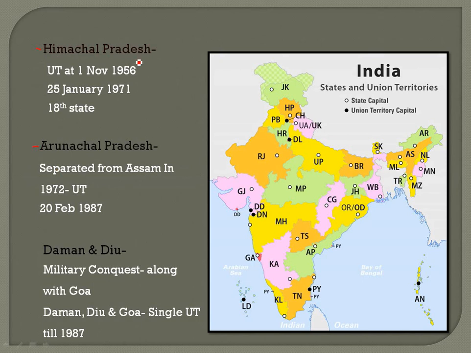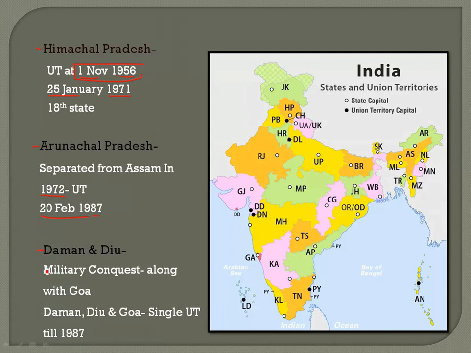The second statement is about Himachal Pradesh and Arunachal Pradesh. Himachal Pradesh was declared a union territory on November 1, 1956 by the State Reorganisation Act. You should remember this date. It was declared a state on 25th January 1971. It was the 18th state of India. Arunachal Pradesh was separated from Assam in 1972 and declared a union territory. It was given the status of a state on 20 February 1987.